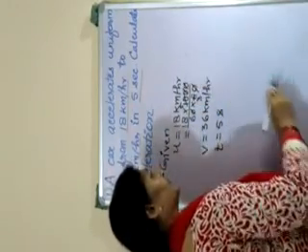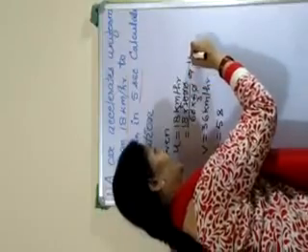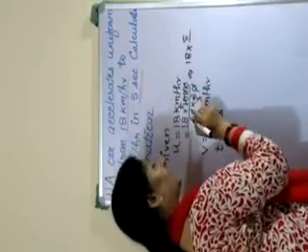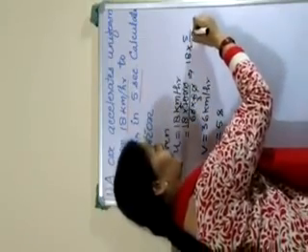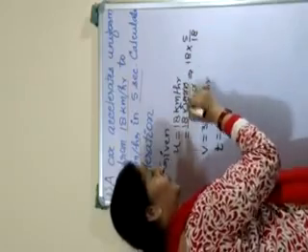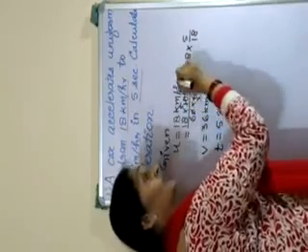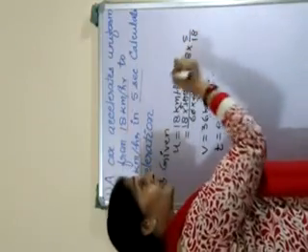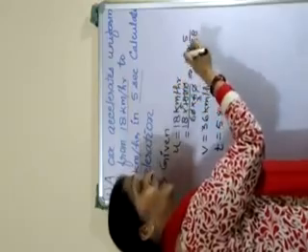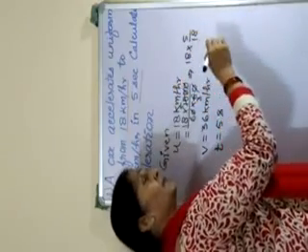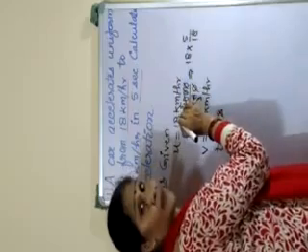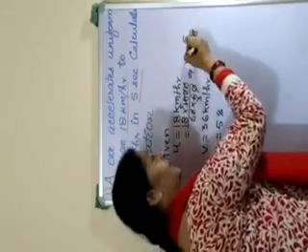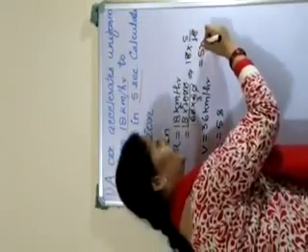In place of 1000 by 60 into 60, directly we can write 5 by 18. When we have to convert kilometer per hour into meter per second, simply we can multiply this numerical value by 5 by 18. 18 multiplied by 5 by 18 will be equal to 5 meter per second.